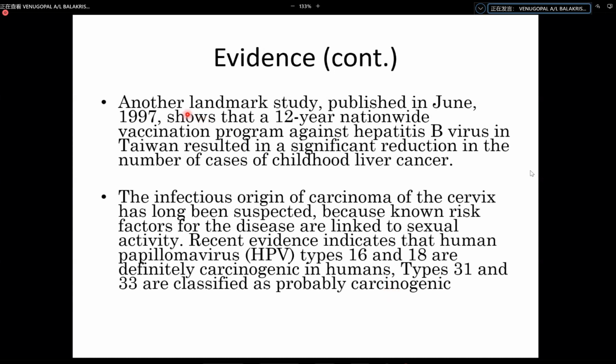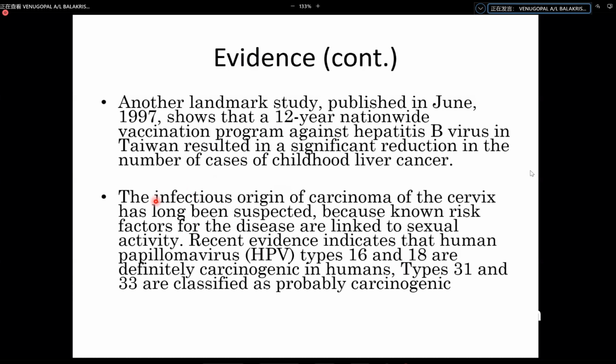I put a very old study here, another landmark study published in June 1997. It shows a 12-year nationwide vaccination program against hepatitis B. In Malaysia we are also vaccinated for hepatitis B, but Taiwan, during that time, did very close monitoring and a study of how it can significantly reduce the number of cases of childhood liver cancer. Adulthood liver cancer could be caused by different things also, but they were specifically looking at childhood liver cancer. The number of liver cancers was significantly reduced in vaccinated kids when compared with statistics from those who were not. You can Google this and get the paper.